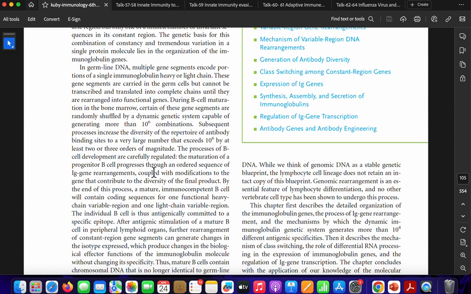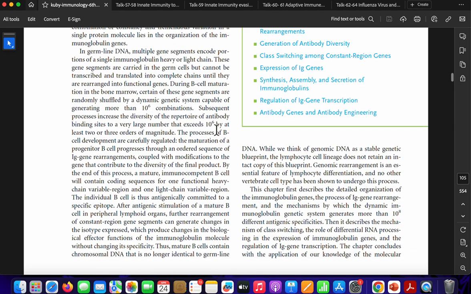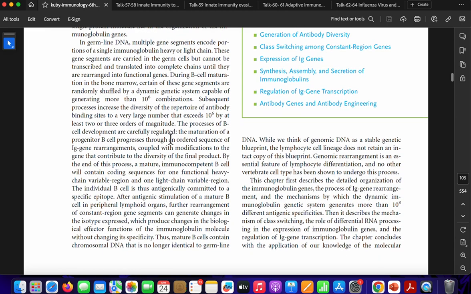In germline DNA, multiple gene segments encode portions of a single immunoglobulin heavy or light chain gene. These gene segments are carried in the germ cells but cannot be transcribed and translated into complete chains until they are rearranged into functional genes. During B cell maturation in the bone marrow, certain of these gene segments are randomly shuffled by a dynamic genetic system capable of generating more than 10^6 combinations. Subsequent processes increase the diversity of the repertoire of antibody binding sites to a very large number that exceeds 10^6 by at least 2 to 3 orders of magnitude.